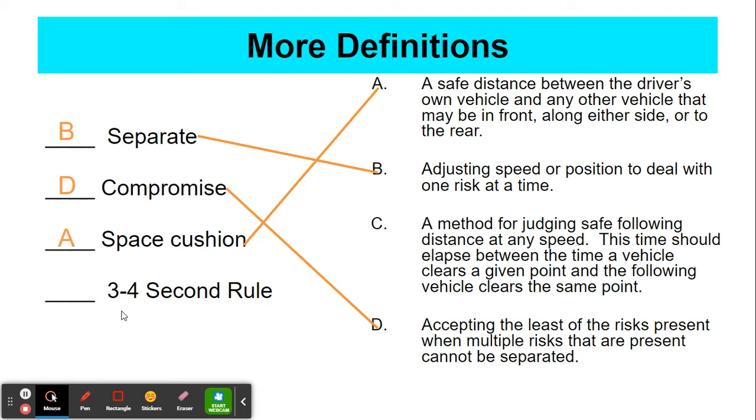And we have our 3 to 4 second rule, which is a method for judging safe following distance at any speed. This time should elapse between the time a vehicle clears a given point, a post, for example, and the time your vehicle clears it. You should be discussing and practicing all of these with your parents. Today's lesson is going to teach you a little bit more of how to discuss them with your parents, and we want to use these words when we're in the car.